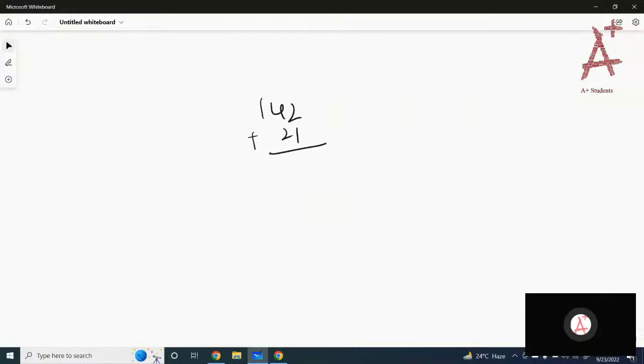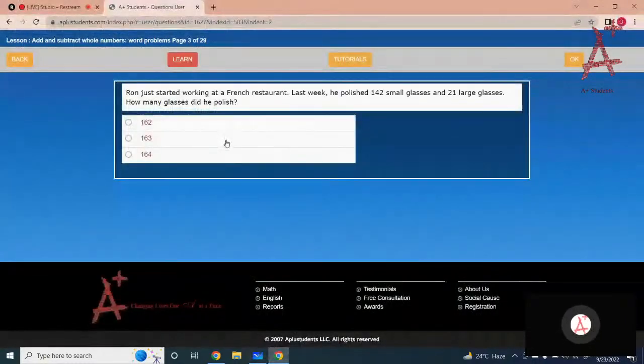So add the ones. So 2 plus 1 is 3. Then add the tens. 4 plus 2 is 6. And then the hundreds, you have 1, so 163. Got it? Okay. Select the correct option and move on to the next question.